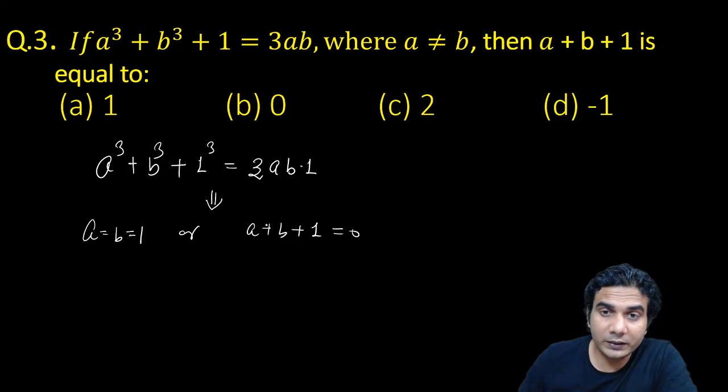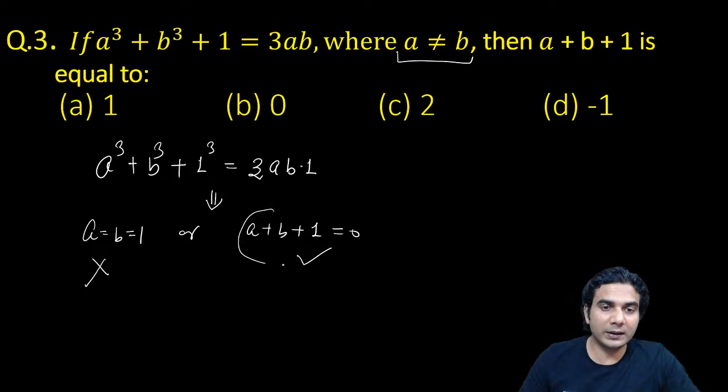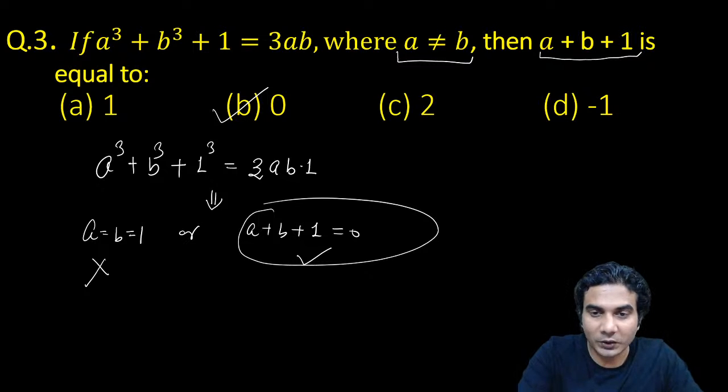Now you can see in the given question that a is not equal to b, right? So if a is not equal to b, that means we can reject this, and after rejecting, the other must be true, because at least one must be true, right? So a plus b plus 1 is equal to 0 is the answer, and that is the expression we need to find the value of. So a plus b plus 1 is nothing but 0. Alright guys, so I hope it is clear to everyone. Now let's move to another problem.